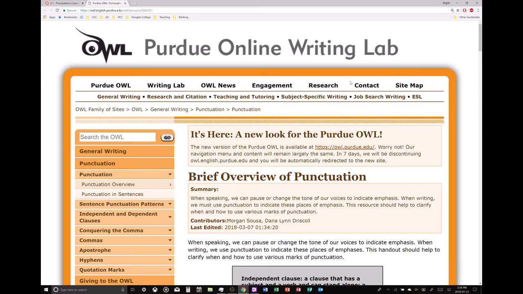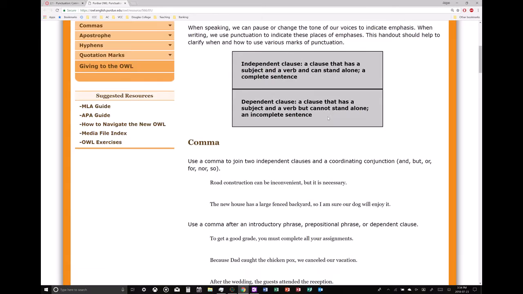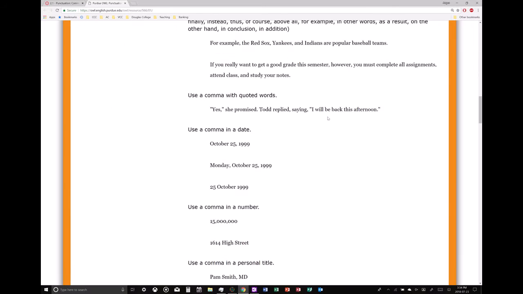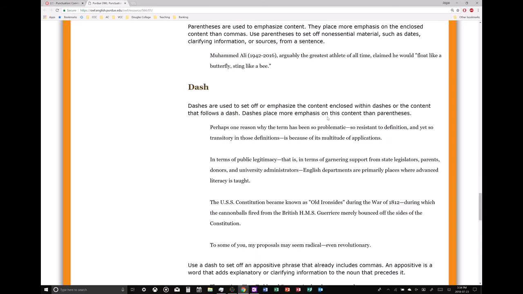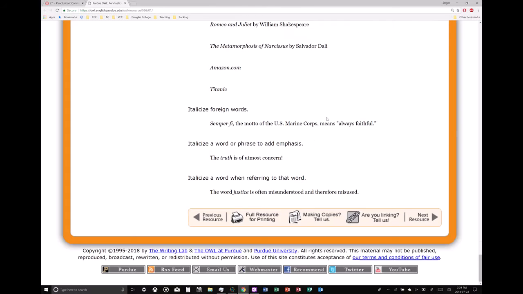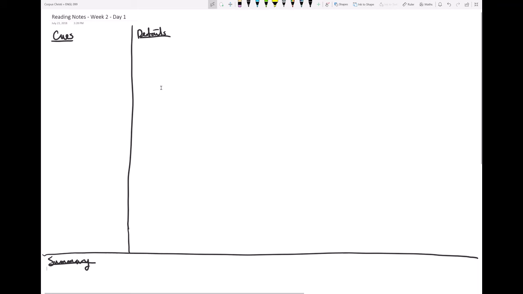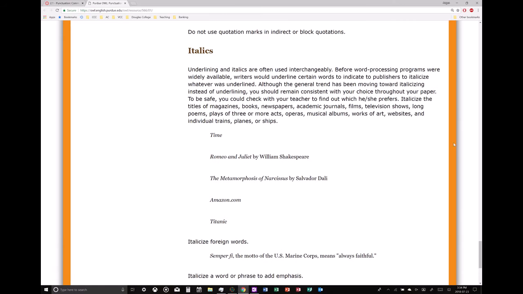So what we'll be doing is reading this web page, which has information and examples on the different types of punctuation we have for academic writing, and using the Cornell note system, we're going to write some notes based on what we read for practice. So let's go back to the beginning.